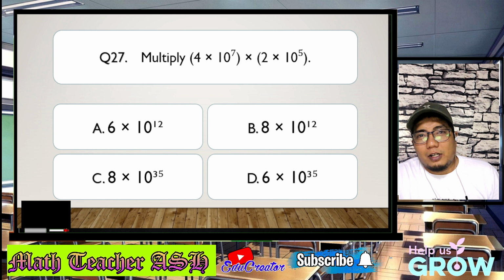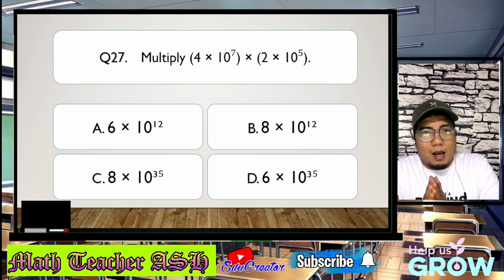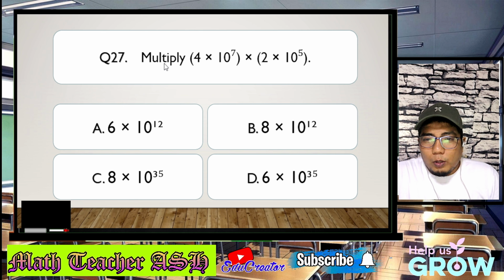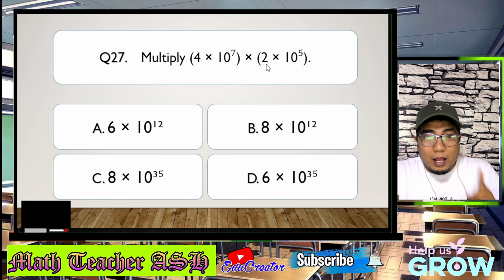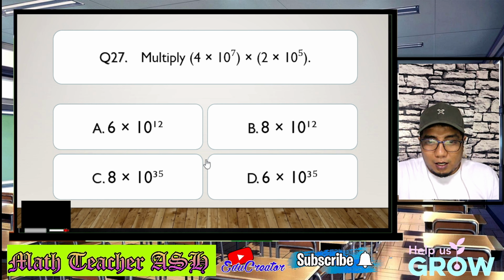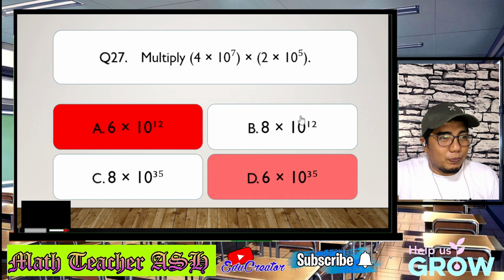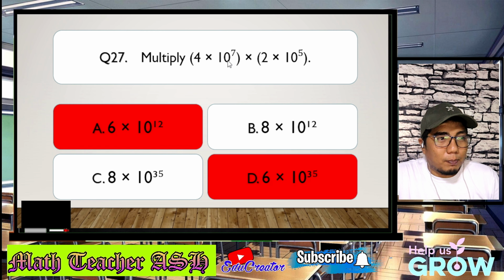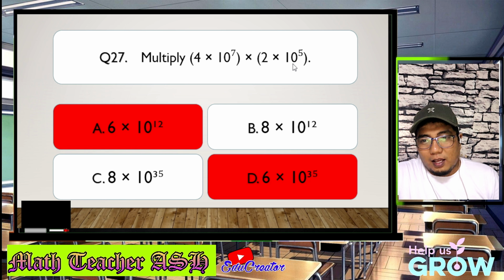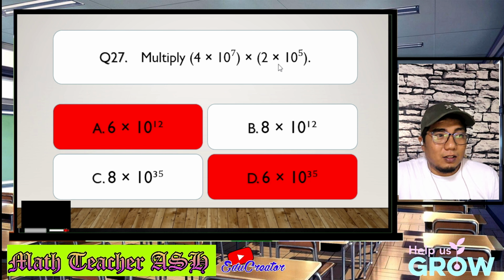Okay, my dear math learners, let me try to train you how to solve this mentally. Now, when we are multiplying scientific notation, what we need to do is directly multiply the significant numbers. So that is 4 times 2. That would be 8. So there are 2 choices here with 8. So letter A and letter D are already wrong. Now, what will happen to your powers? So that is 10 to the power of 7, and on the other side, we have 10 to the power of 5.